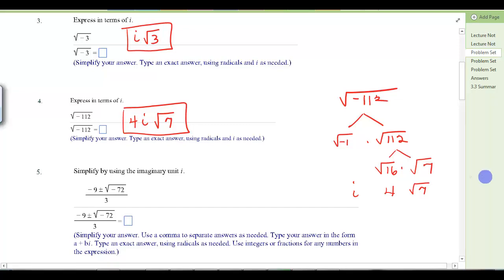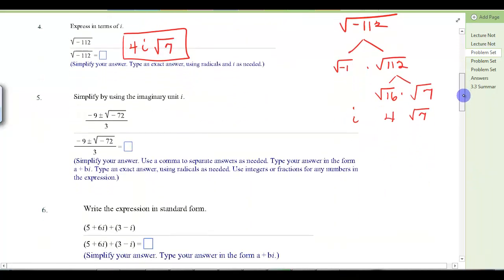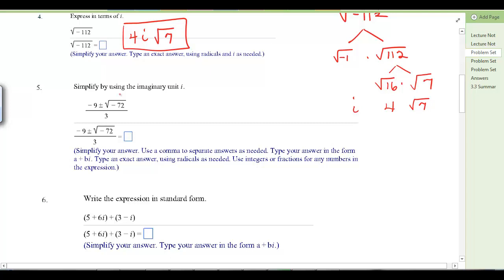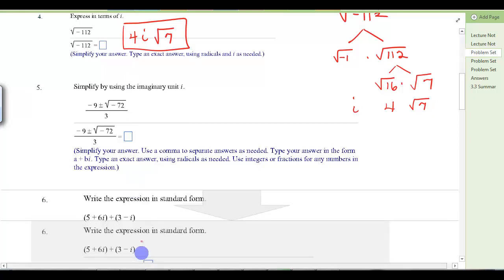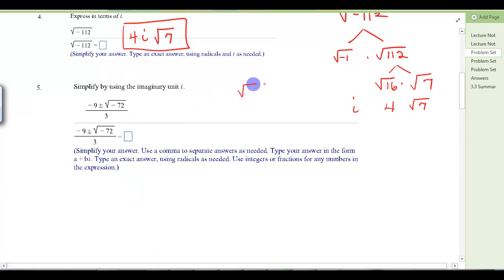All right. This one says simplify by using i. So we've got a square root of -72. Let me give myself a little bit of room here. Square root of -72. We know we're going to have an i square roots of 72. And then this, the biggest perfect square in 72 is 36 times 2. So what will we have? We'll have 6i square roots of 2.